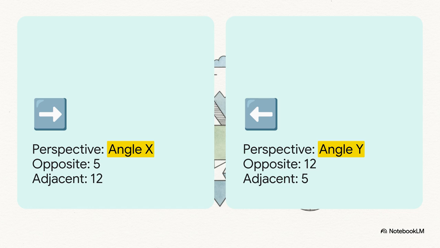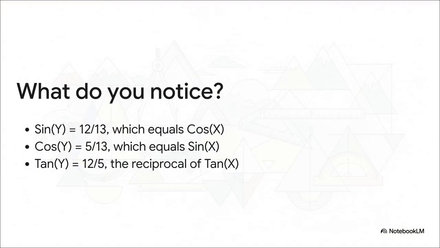From where Y is sitting, the opposite side is now 12 and the adjacent side is 5. So what does that little perspective shift do to our answers? Well, this is where a really cool pattern shows up. The sine of Y, which is opposite over hypotenuse, or 12/13, is the exact same as the cosine of X, and the cosine of Y, 5/13, is the same as the sine of X.